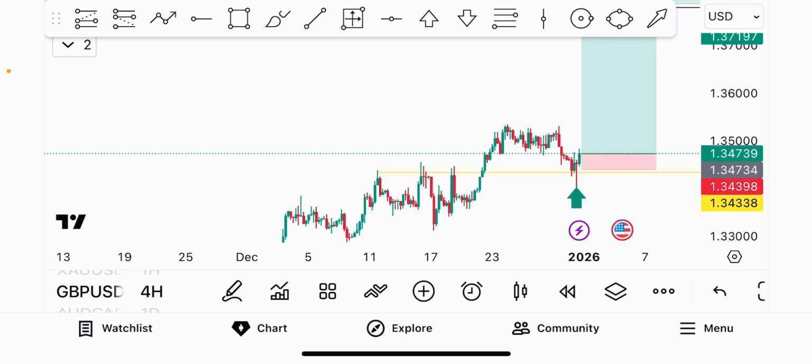So this is what our entry will look like in the H4 time frame of GBPUSD. So let's see how the market reacts to this. This is the analysis on GBPUSD.